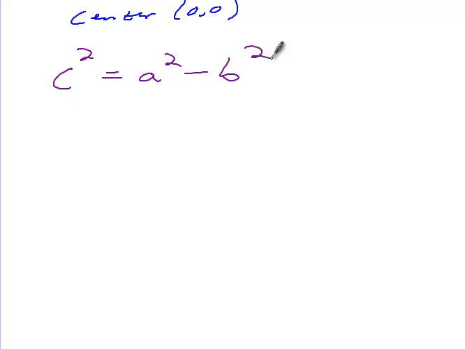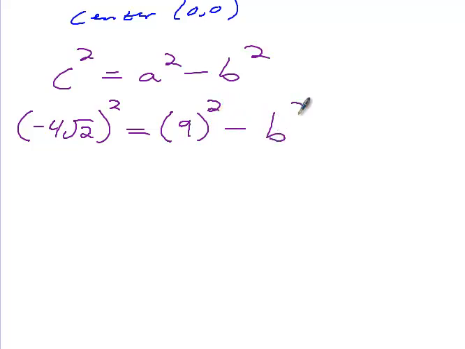Everybody okay so far? Yes, no? All right. So what's my C value? What's the value of my focus? Negative 4 square roots of 2 squared. Everybody all right? What's my A value? 9, right? Squared minus B squared. So I'm going to get rid of as many squares as I can, and then I'm just going to solve for B. So what's negative 4 square roots of 2 squared? So what's negative 4 squared? 16, right? What's the square root of 2 squared? Just 2, right? So what's 16 times 2? 32. Right? What's 9 squared? 81 minus B squared. Everybody all right?